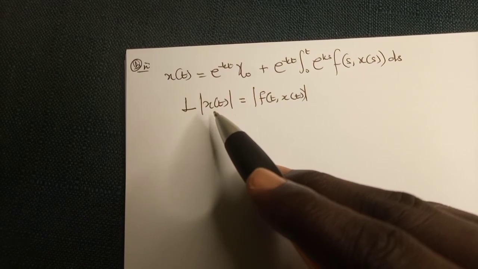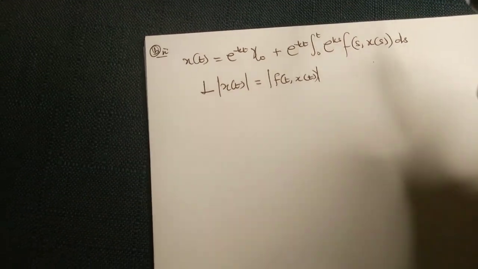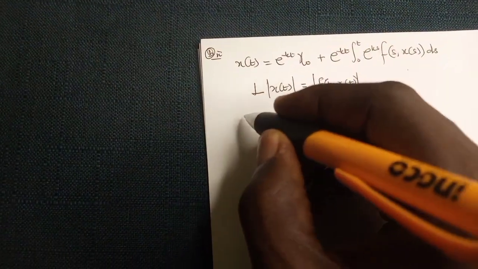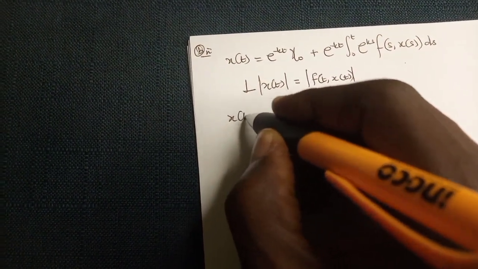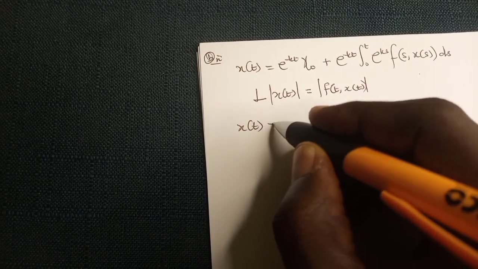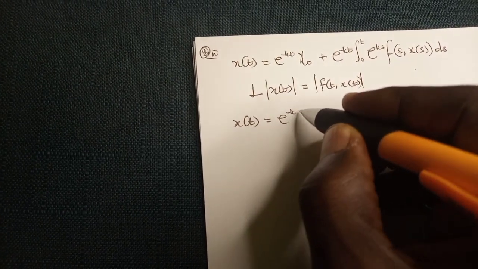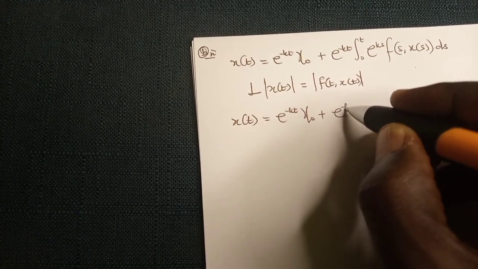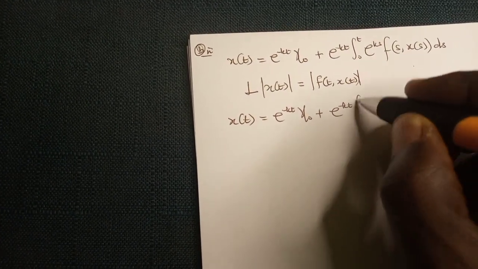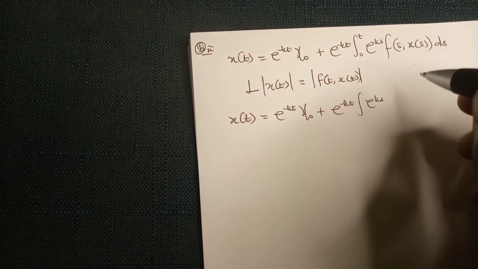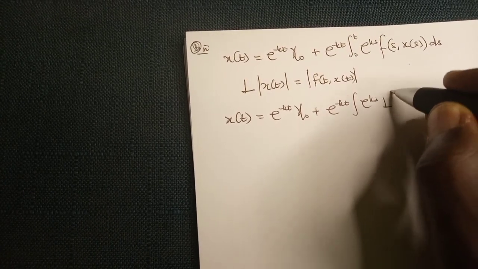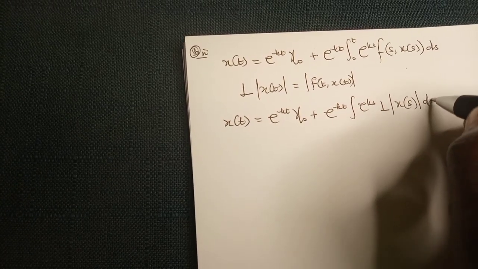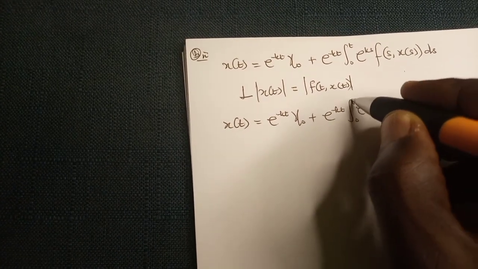So we put this in place of this. So we have x(t) equals e to the negative kt times x naught plus e to the negative kt times the integral of e to the ks times L |x(s)| ds.